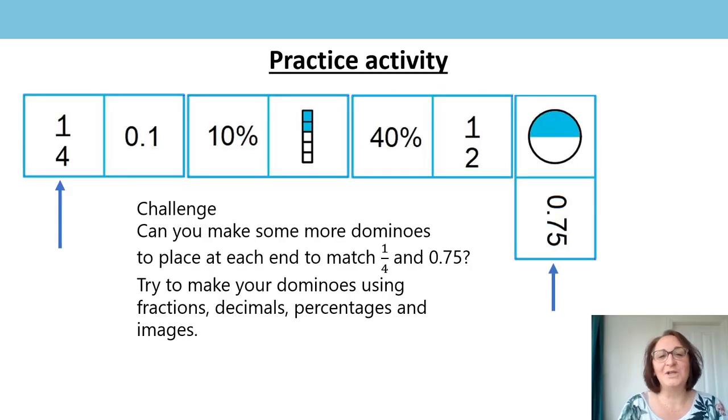Before we move on to new learning, here's Mr. Cannell's challenge for you. So he gave you a challenge to make some more dominoes to place at each end to match 1/4, and to match 0.75, and he asked you to make your dominoes using fractions, decimals, percentages or images, or a range of all of those. How did you do?